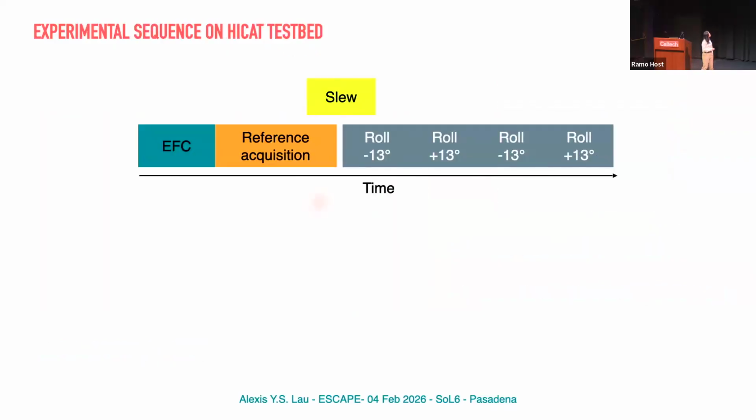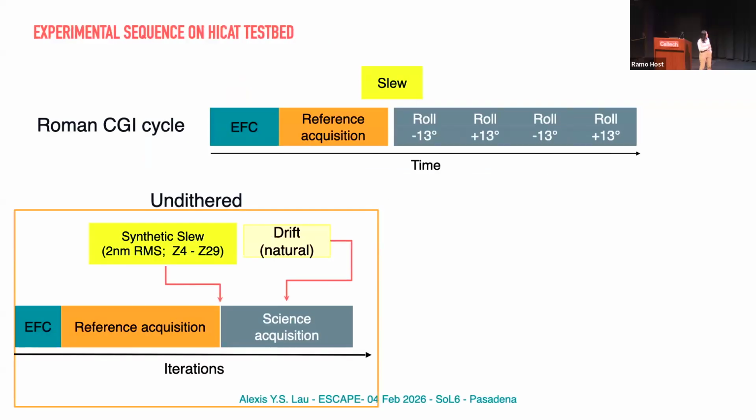So here is what the nominal cycle is going to look like. After we dig the dark hole using the technique called electric field conjugation, then with the Roman Coronagraph Instrument, we're going to start performing what we call the reference acquisitions. Afterwards, the telescope is going to move to observe the science target at multiple roll angles to enable angular differential imaging. To simplify this setup, we are doing this.